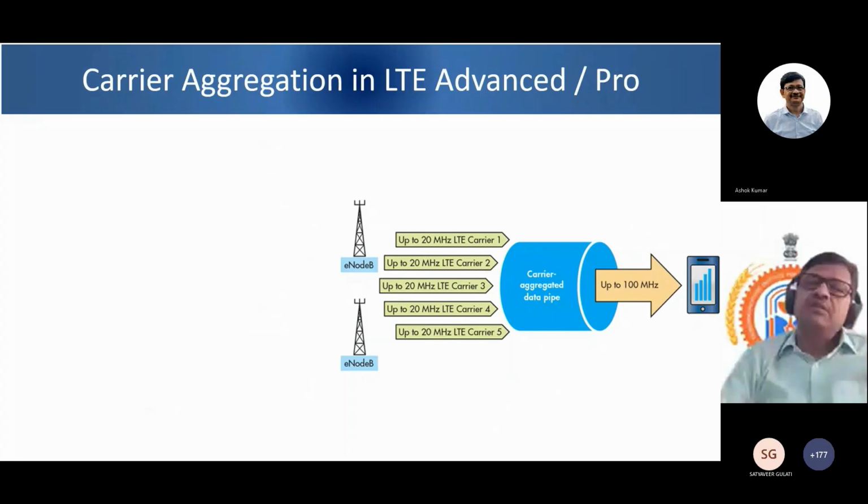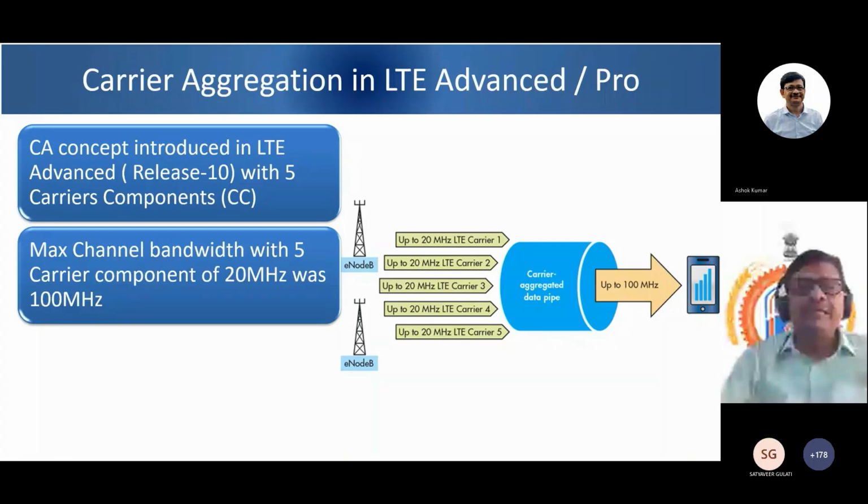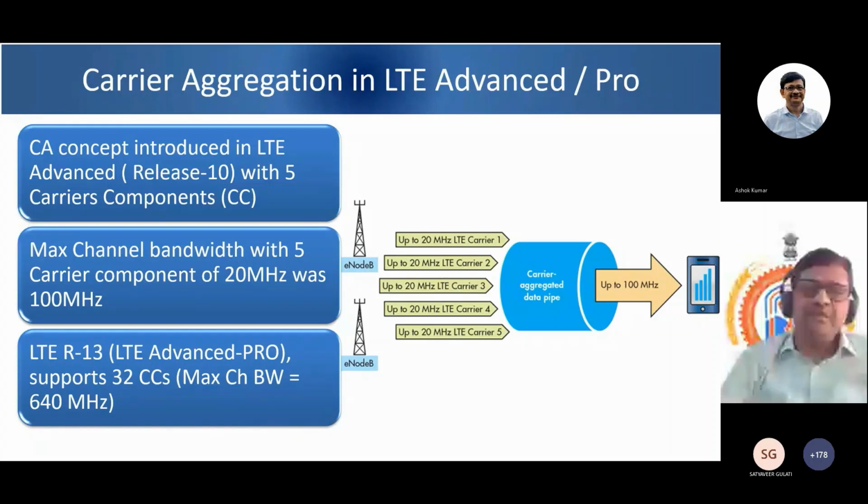Now if you compare with LTE, it supported 5 carrier aggregation. That means they were able to go up to 100 megahertz of channel bandwidth in an aggregated mode. But in release 13, which was not actually implemented, although that was called LTE Advanced Pro, they supported up to 32 component carriers. That means they could have gone up to 640 megahertz. So even LTE advanced to LTE Pro in the later versions, 13, etc. But since 5G has now come, there's no further large scale deployment of the 4G network.